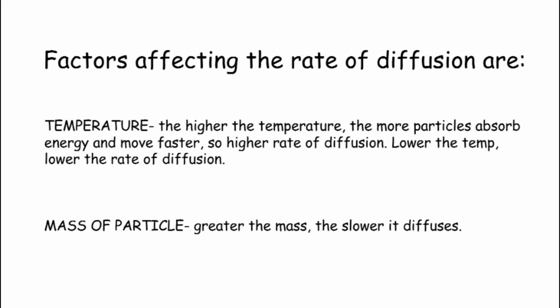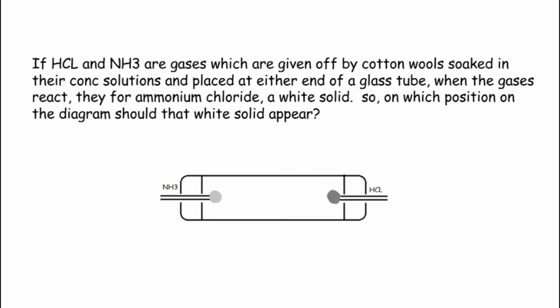Okay. Now, a quick question. Hydrogen chloride and ammonia are gases which are given off by cotton wool soaked in their concentrated solutions and placed at either ends of a glass tube. When the gases react, they form ammonium chloride, which is a white solid. So, on which position on the diagram should that white solid appear?